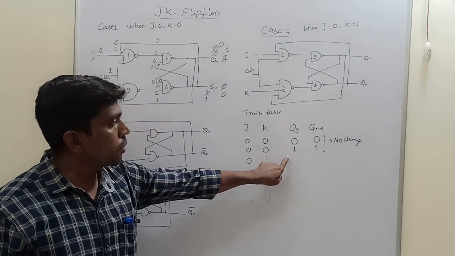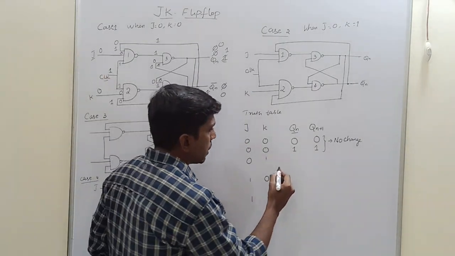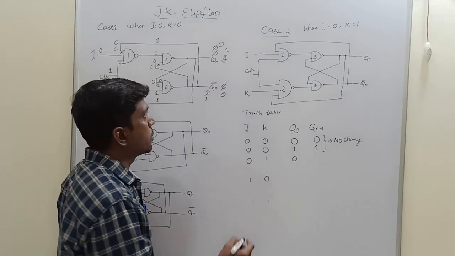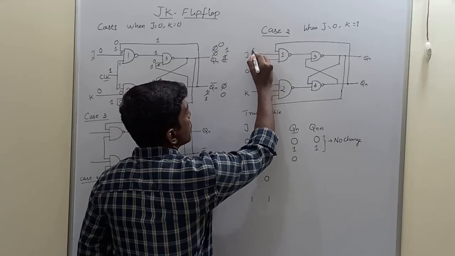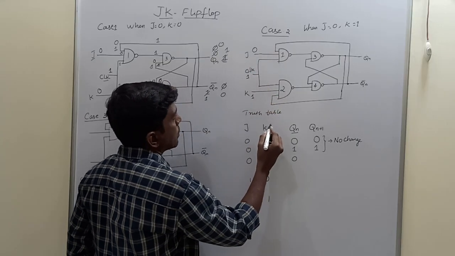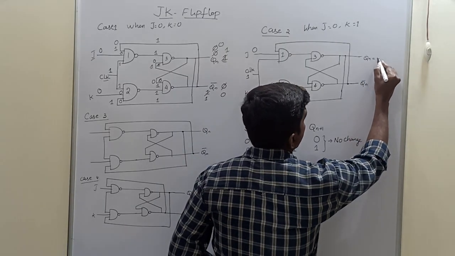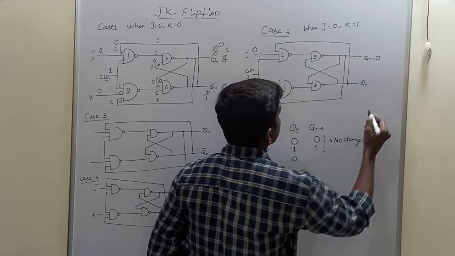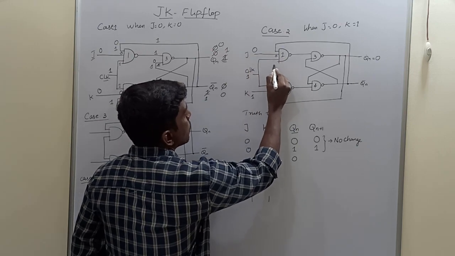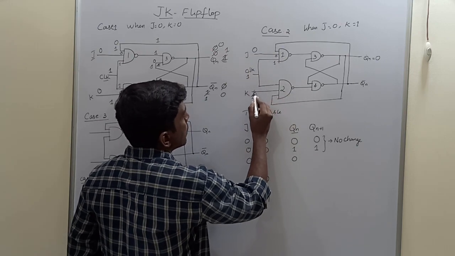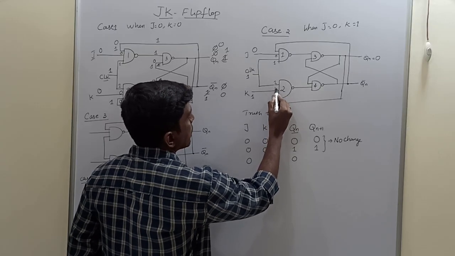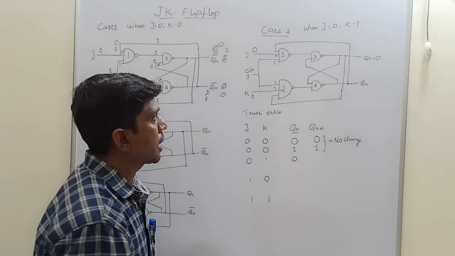So here Qn value is unknown value. Let me assume the present state is 0. So initially the present state is 0. So J equal to 0, K equal to 1. So clock is 1. So here Qn value, let me assume 0. So this 0 is the second input, 1 is the third input, then this clock is the first input of second NAND gate and K is the second input of second NAND gate.